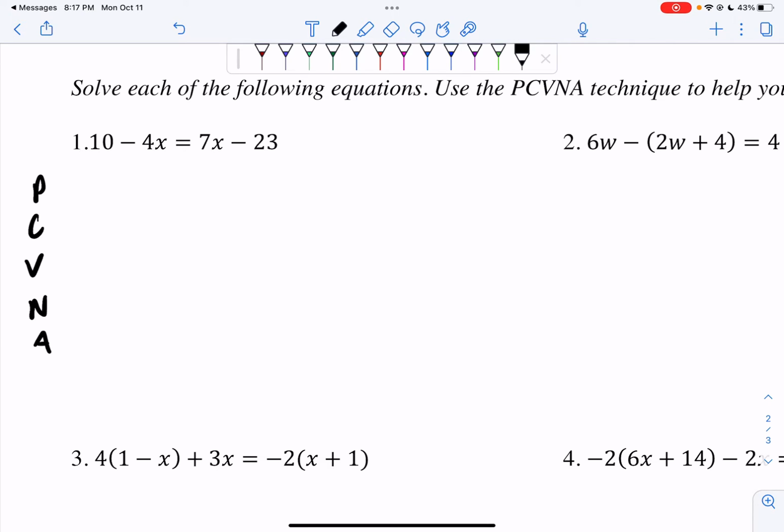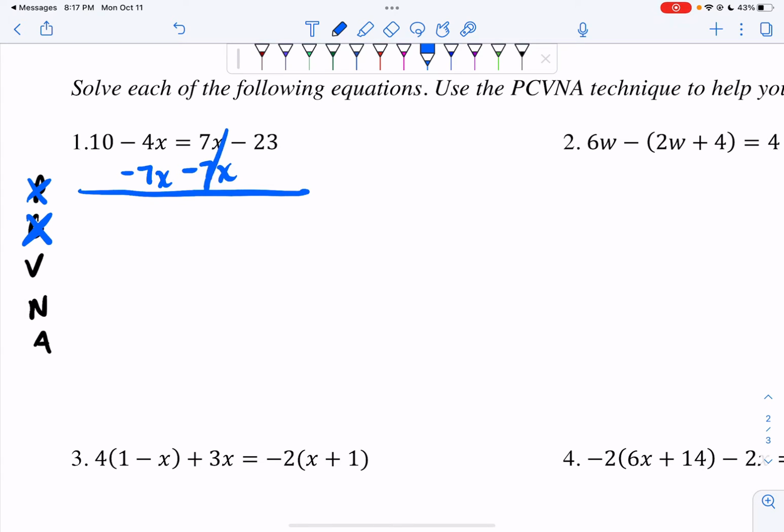The first thing I have to ask myself is, do I have parentheses? I don't. Can I combine 10 minus 4x? Nope. What about 7x minus 23? Nope. Are all my variables on one side? Nope. So I'm going to subtract 7x from both sides of my equation. My 7x's cancel, so I'm left with 10 minus 4 minus 7, which is negative 11x, and that's equal to negative 23.